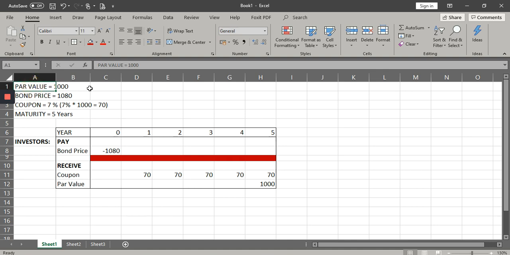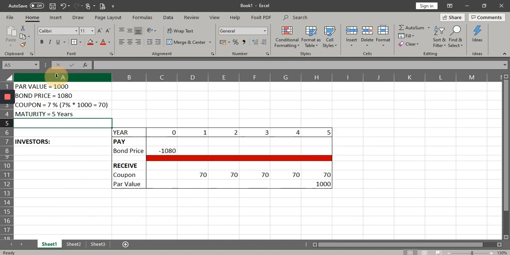So let's look at the features first. As I mentioned, bonds have certain important features. Without these features, you cannot really value a bond. So let's talk about the first one. The first feature is par value.